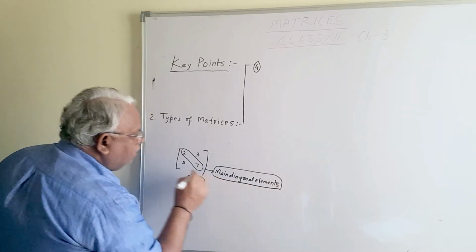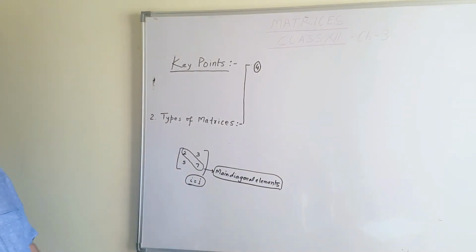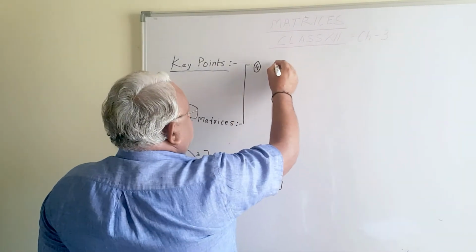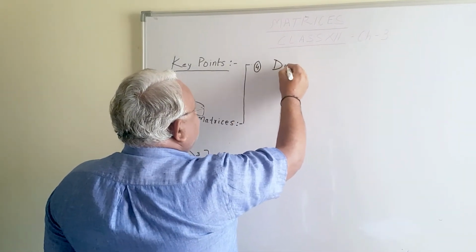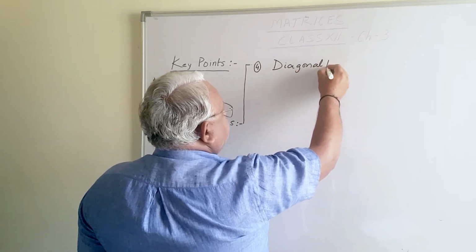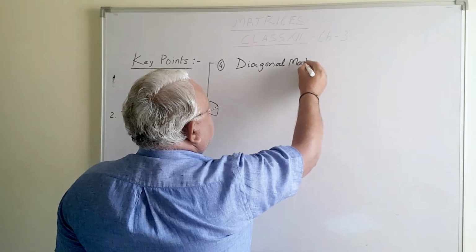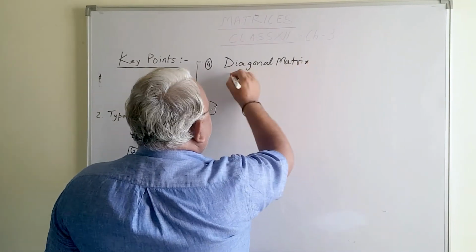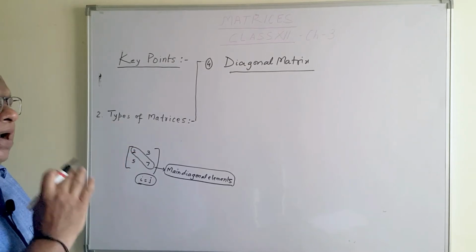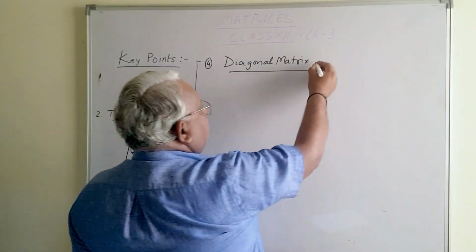You need to understand. I have shown you through this example. I'll be talking about main diagonal elements quite often, so let us take this. The name of this matrix is diagonal matrix. Now, what is the diagonal matrix? This is a very particular type of matrix.